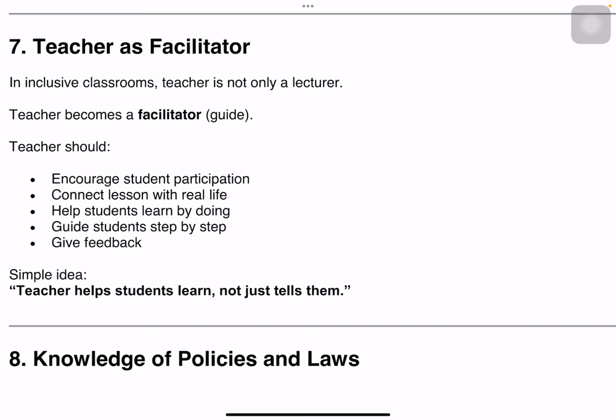Teacher as facilitator. In inclusive classrooms, the teacher is not only a lecturer; the teacher becomes a facilitator, a guide. Teachers should encourage student participation, connect lessons with real life, help students learn by doing, guide students step by step, and give feedback. Simple idea: the teacher helps students learn, not just tells them.